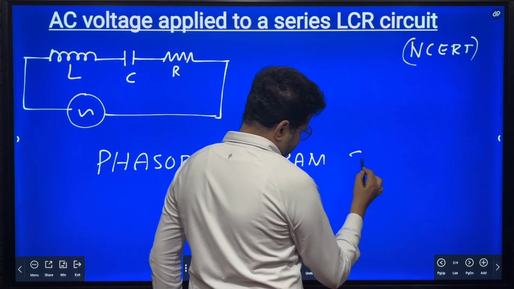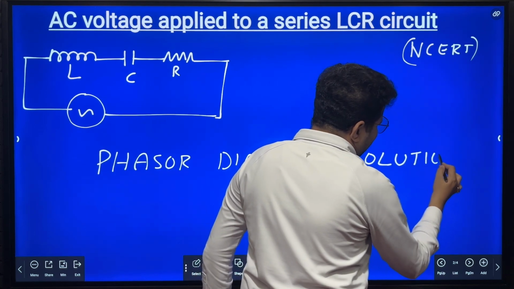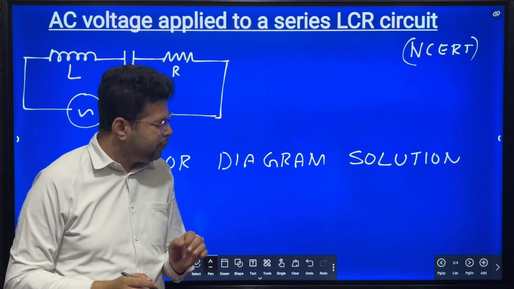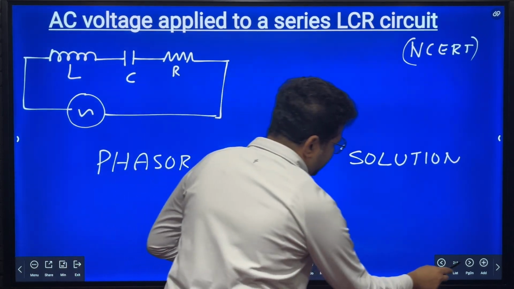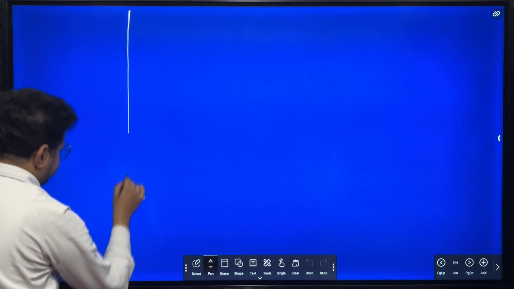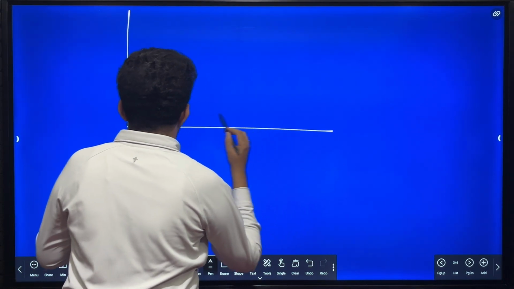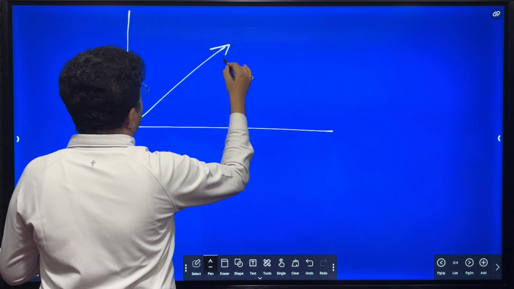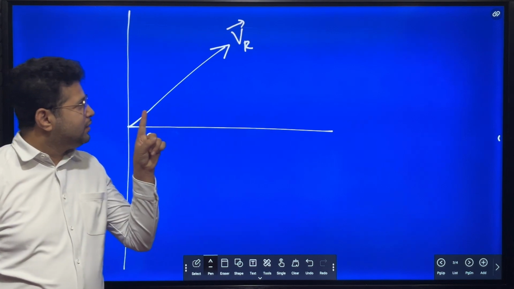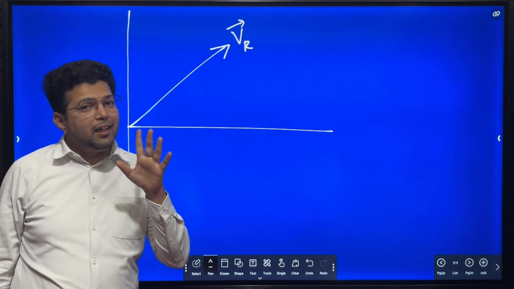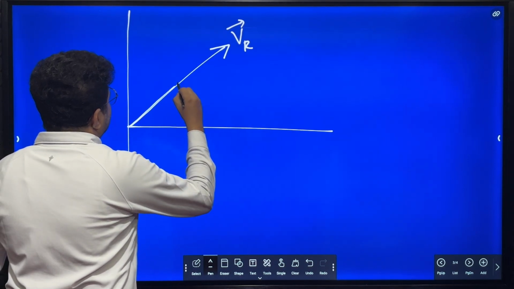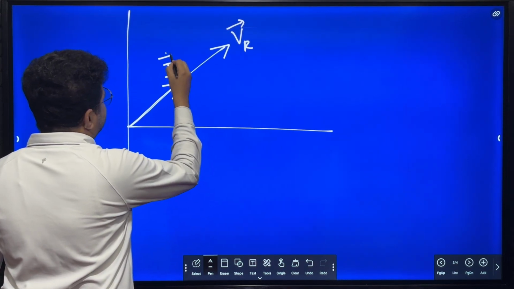See, in this derivation, drawing the diagram is very important. Drawing the phasor diagram and understanding the phasor diagram are very important. So first we will draw the phasor diagram. Say this is the phasor of voltage across the resistor. And this is the phasor of current.